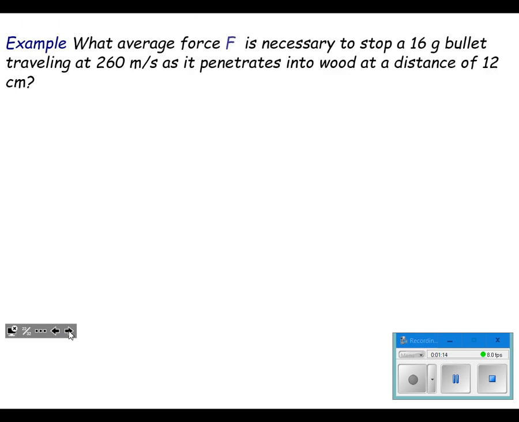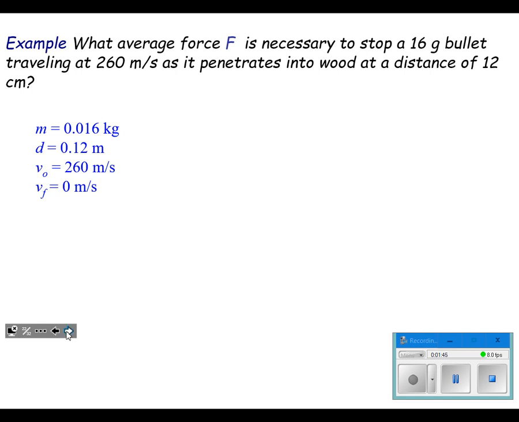So what average force is necessary to stop a 16-gram bullet traveling at 260 meters per second as it penetrates into wood at a distance of 12 centimeters? Well, first of all, I have to change grams to kilograms and centimeters to meters. So I'll divide by 1,000 and get that in kilograms. My distance, I'll divide by 100 because there's 100 centimeters in a meter. And then I have a velocity. Okay, my final velocity is a stop because it says to stop a bullet.